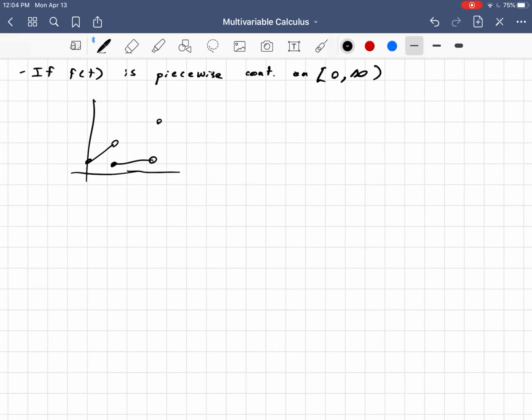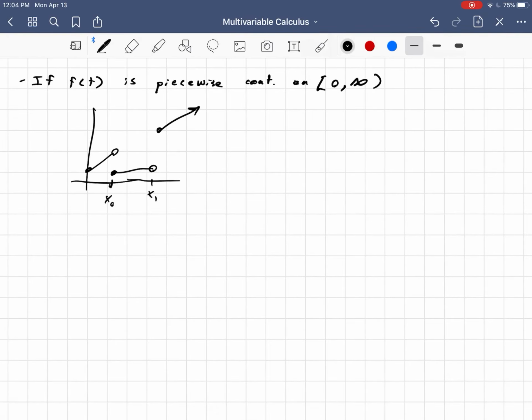here's our function. Maybe it goes like that, open circle, closed circle. There's an open circle, and then maybe it closes like this, and then it goes up like that. Let's call this point x0 and this point x1. Then we would say at x0 and x1 there's a jump there, or not a removable discontinuity. I just like the word jump. So if it has finitely many of those on the interval from 0 to infinity, then we say that f of t is piecewise continuous.